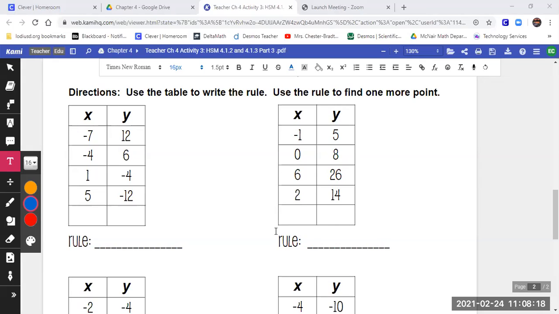Okay, so everybody should be on page 2. Everyone should be on page 2.